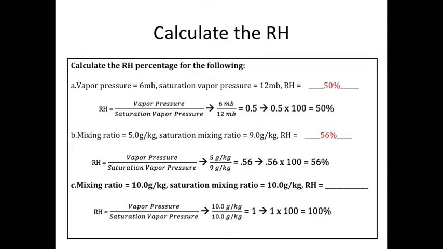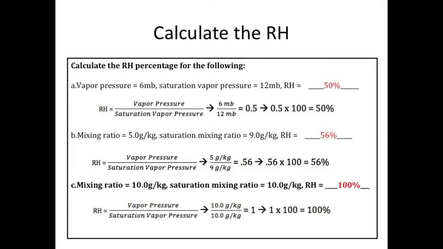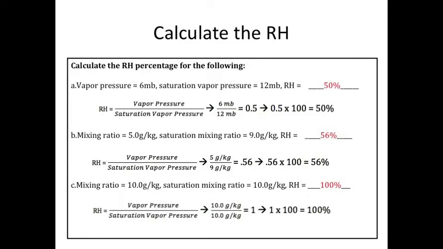Relative humidity equals vapor pressure over saturation vapor pressure. In this case, 10 grams per kilogram over 10 grams per kilogram, which equals 1. To make it a percentage, you times it by 100. 1 times 100 equals 100%. With a mixing ratio of 10 grams per kilogram and saturation mixing ratio of 10 grams per kilogram, the relative humidity equals 100%. We have now solved 3 relative humidity problems. Don't be afraid to pause this slide or go back if you need to review these problems.